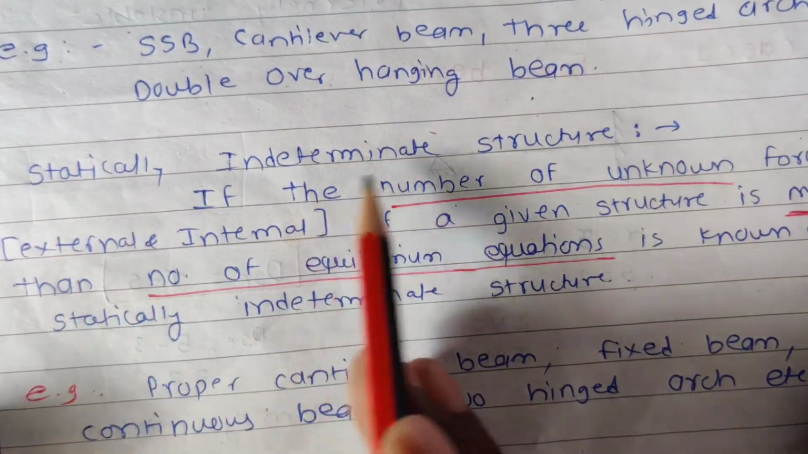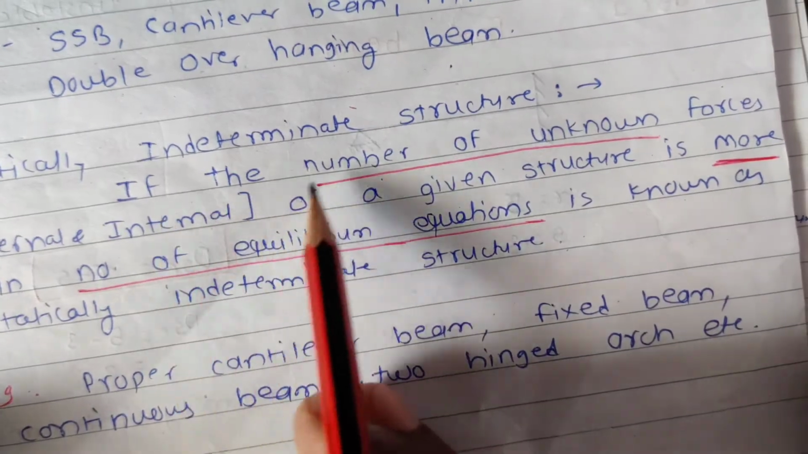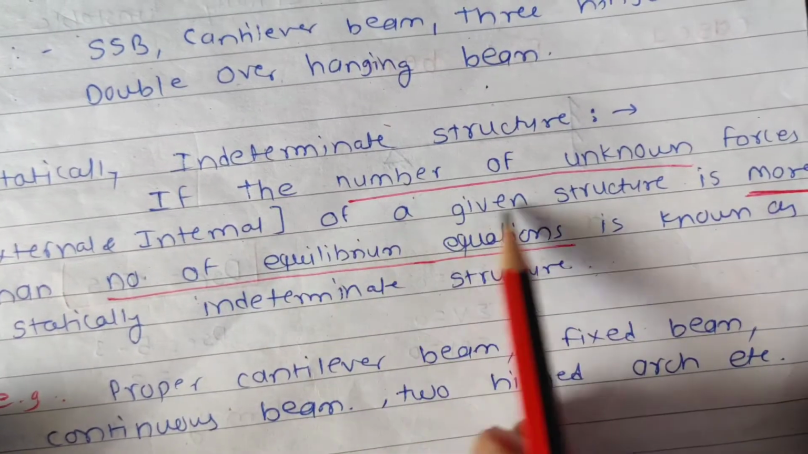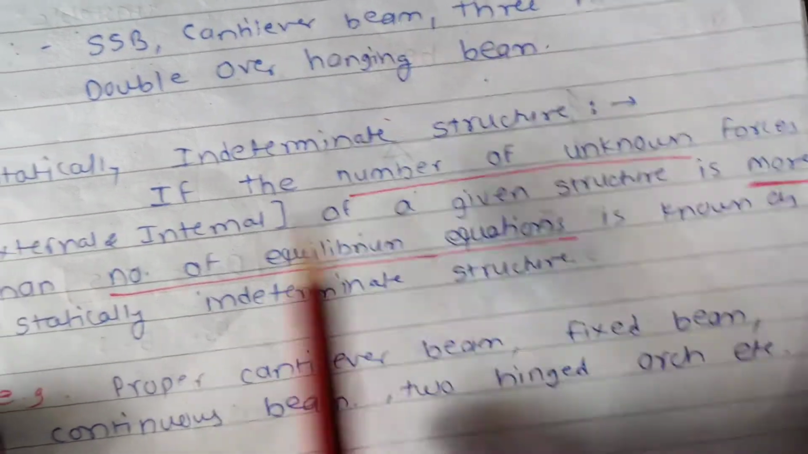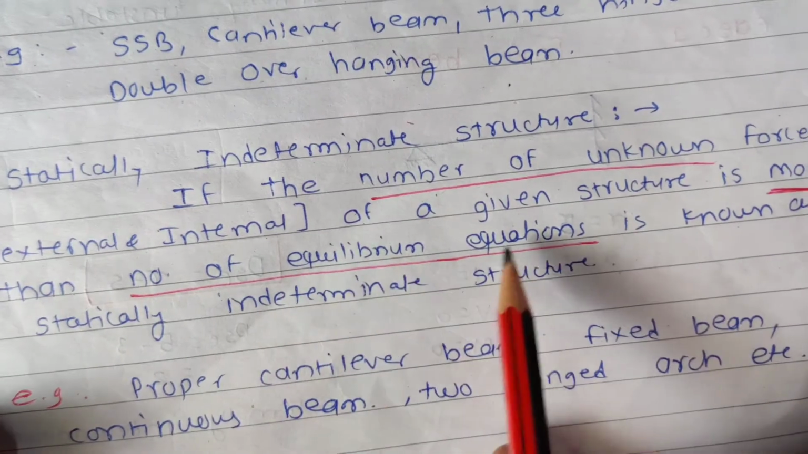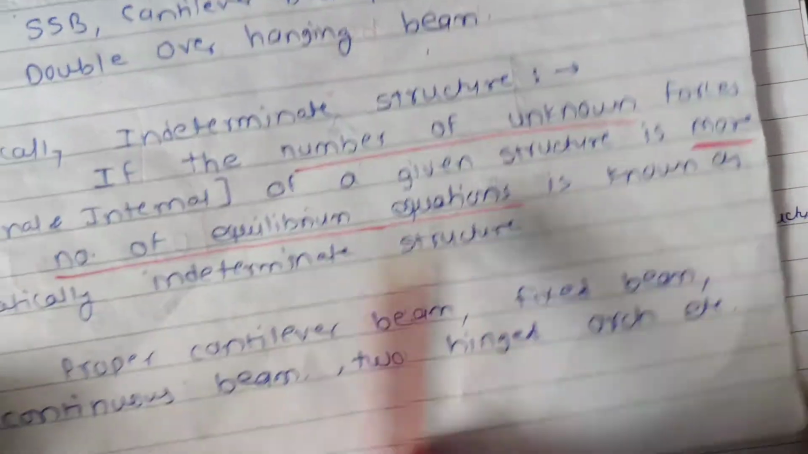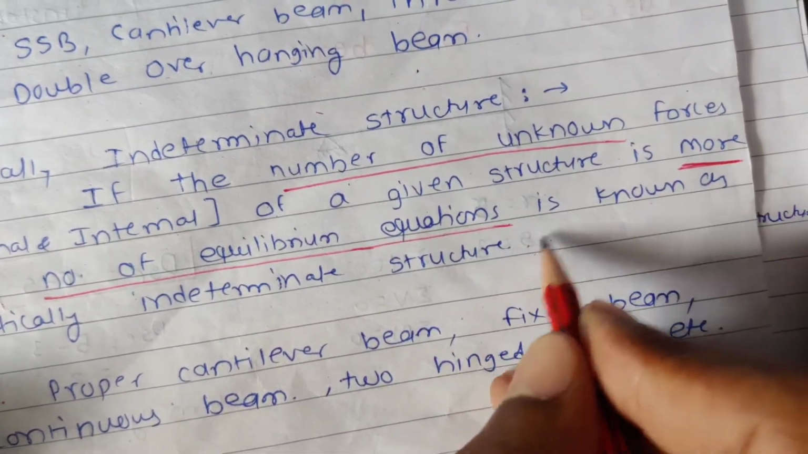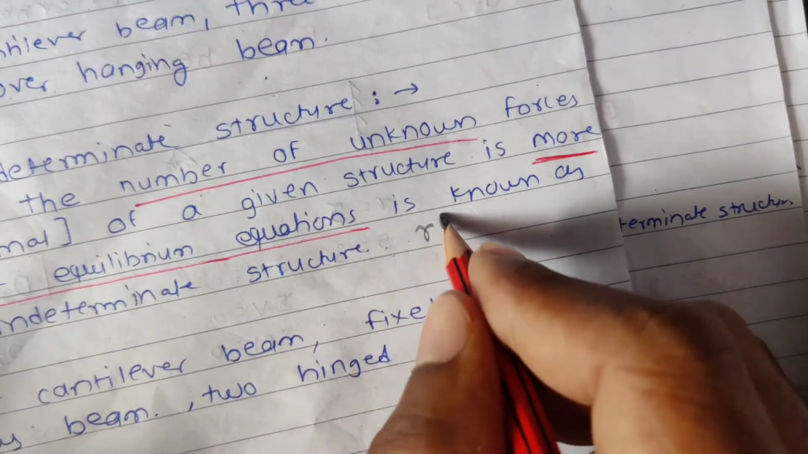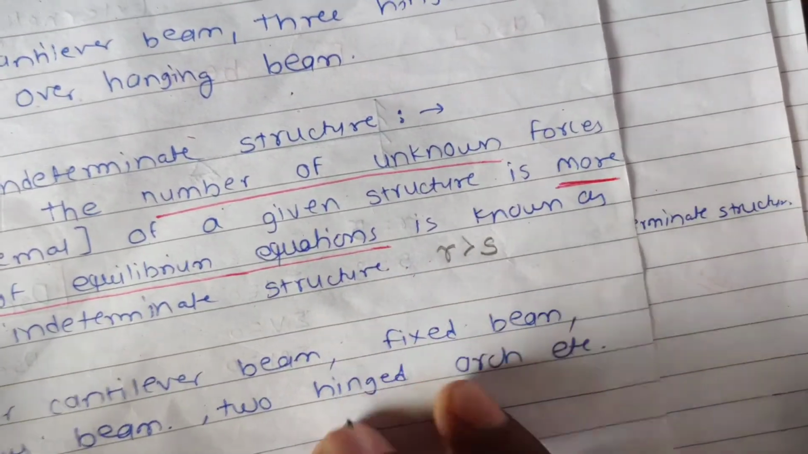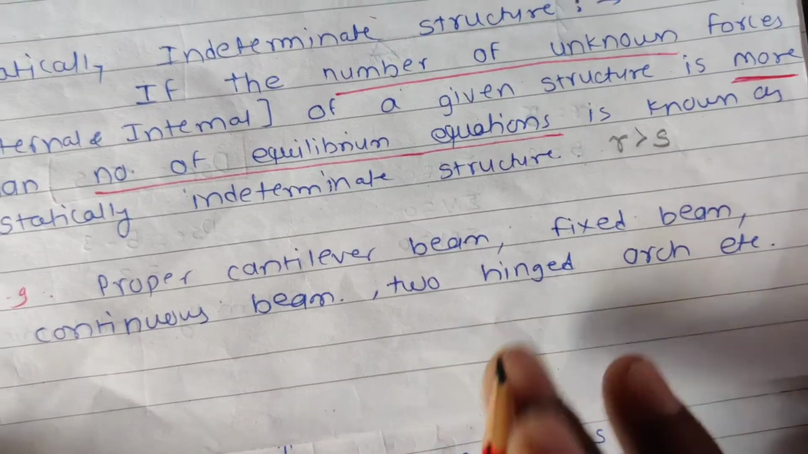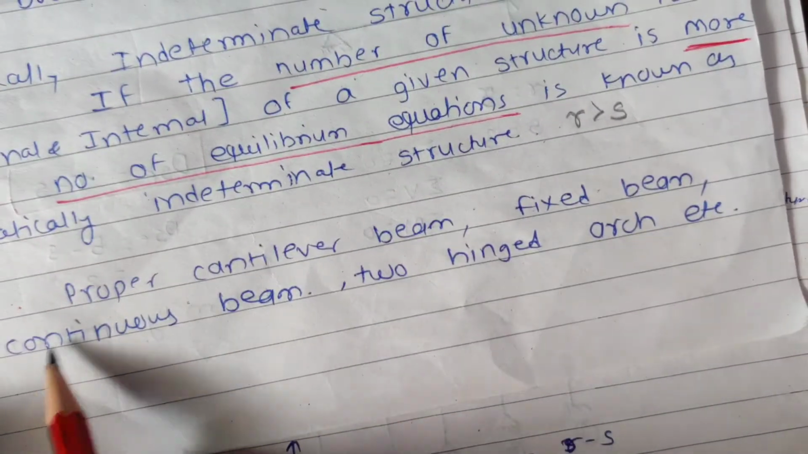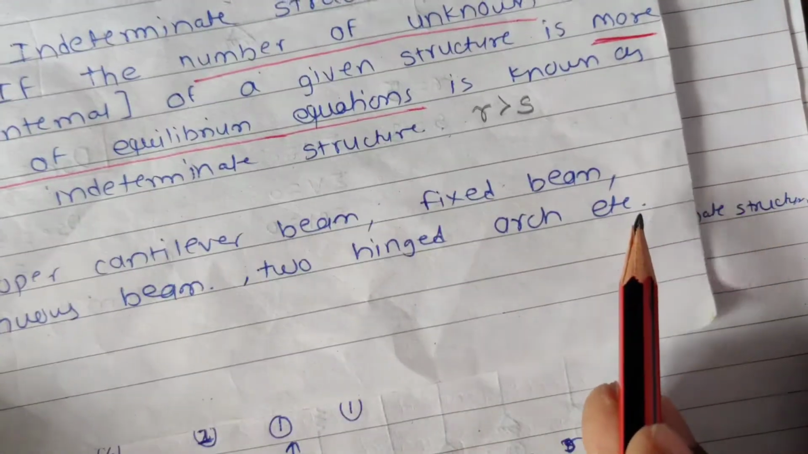Next, statically indeterminate structure. If the number of unknown forces of a given structure is more than the number of equilibrium equations, it is known as a statically indeterminate structure. It is nothing but R is greater than S. Examples: propped cantilever beam, fixed beam, continuous beam and two hinge arch, etc.